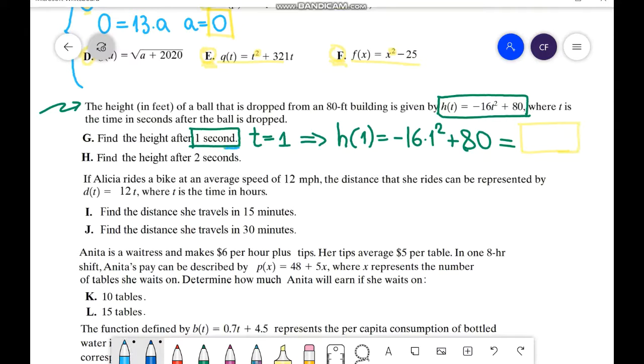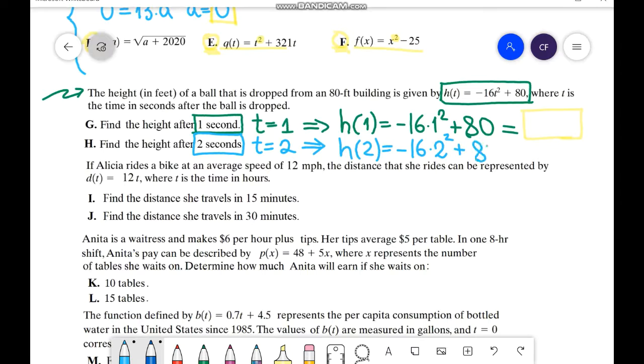For the next one, it's the same thing, but instead of 1 second, now t equals 2 seconds. Plug in, then you're going to have h of 2 equals negative 16 times 2 squared plus 80. Type in your calculator, find out the results, and type here the right answer.